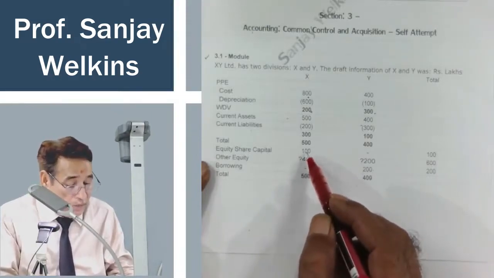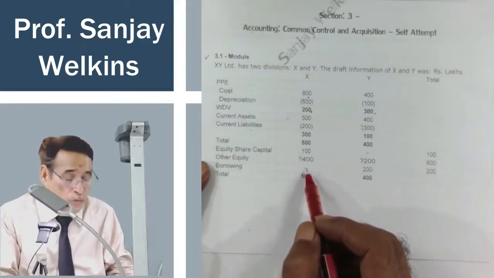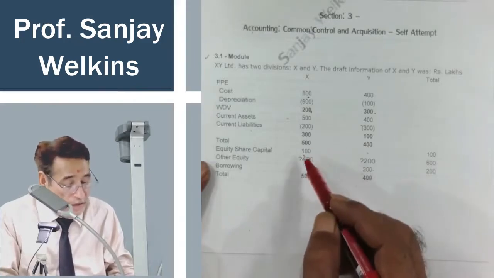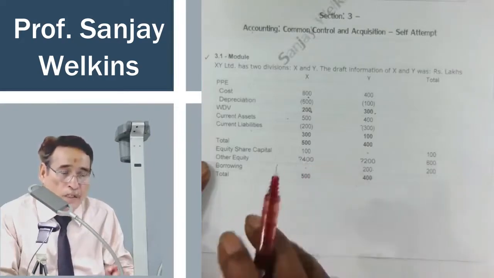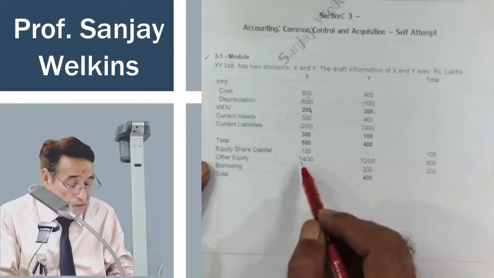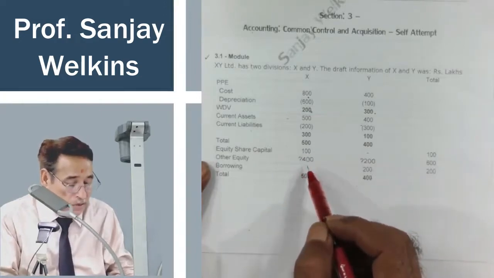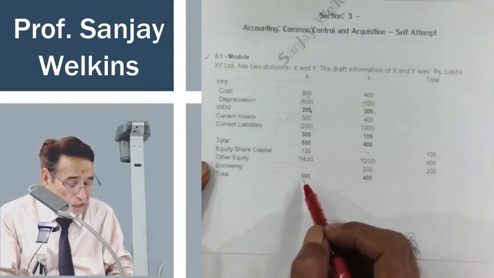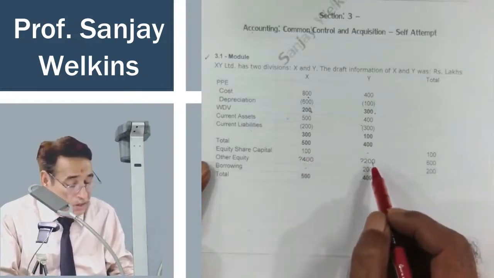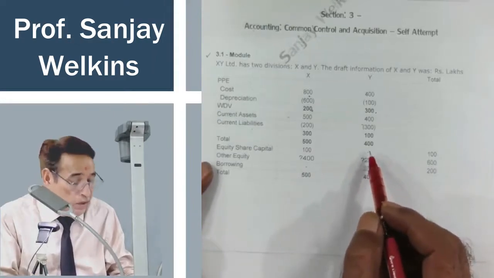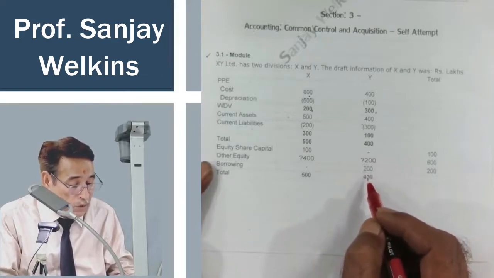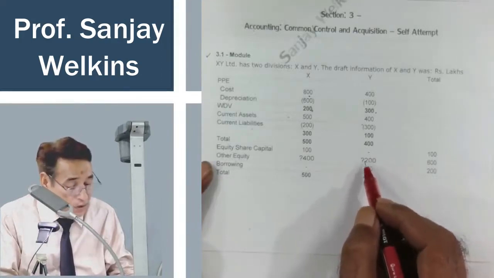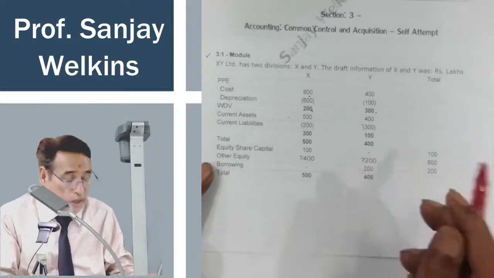Now, it was given in the question that there are no borrowings of X Limited. So quite obviously, if I subtract 100 from 500, I will be left with 400, correct? That is why I have written question mark and then 400. Originally in the question it is a question mark, so you can find it very easily by subtracting 100 from 500 to get 400. Similarly here, it was given that there is no equity share capital, but borrowings are given as 200 and total is 400. So quite obviously, other equity will be equal to 200.